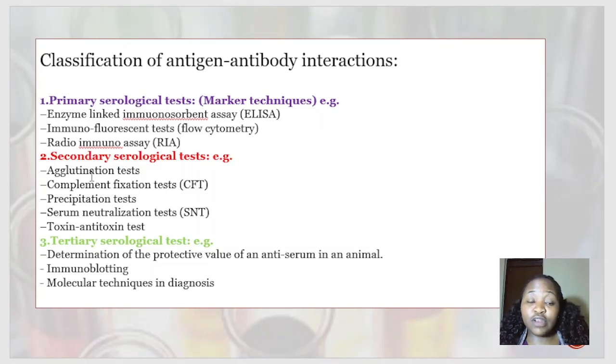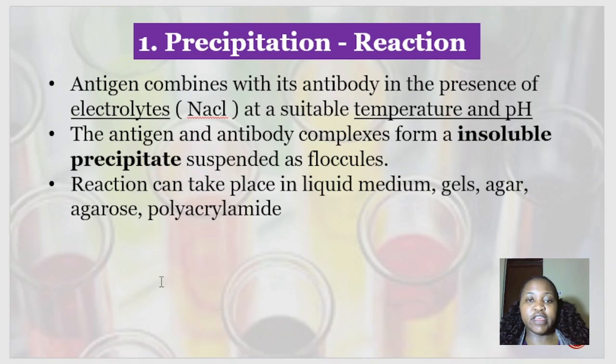We also have secondary serological tests like agglutination tests, complement fixation tests, precipitation tests, serum neutralization tests, and toxin-antitoxin tests. And we have tertiary tests such as determination of the protective value of antiserum within an animal model, immune blotting, which we look at in the next part, and molecular techniques that are used in diagnosis. So we look at some of the tests that utilize antigen-antibody reactions.